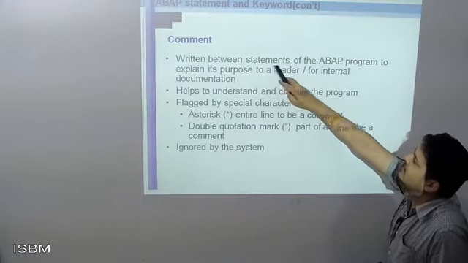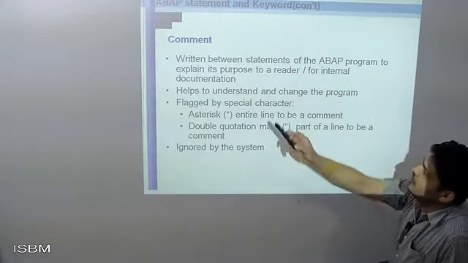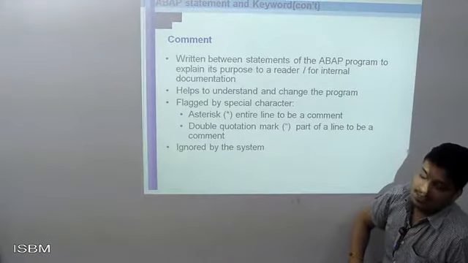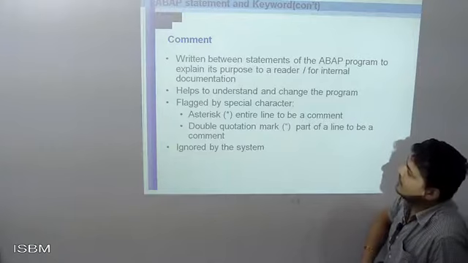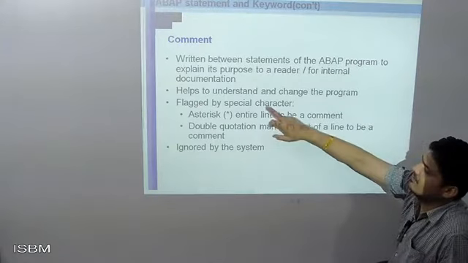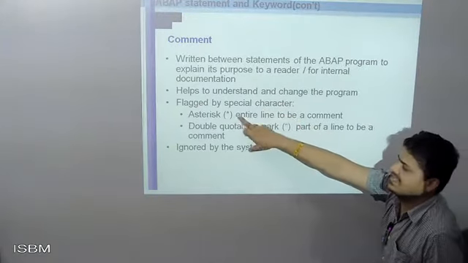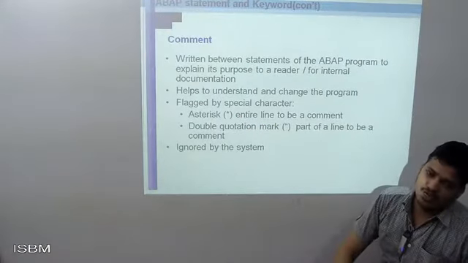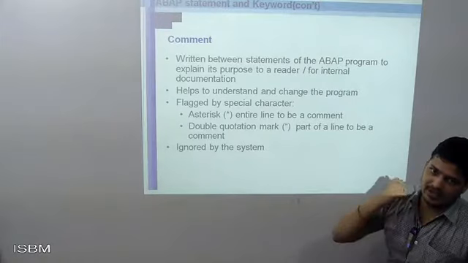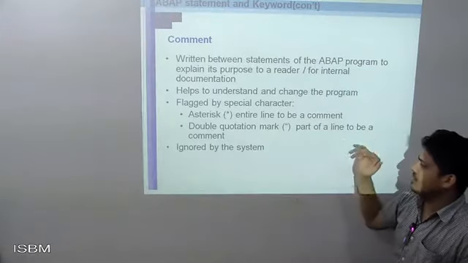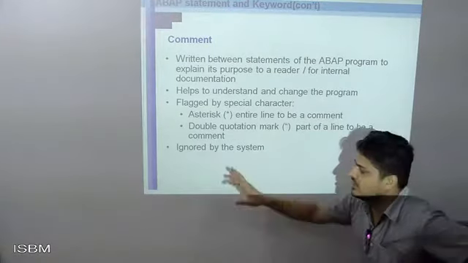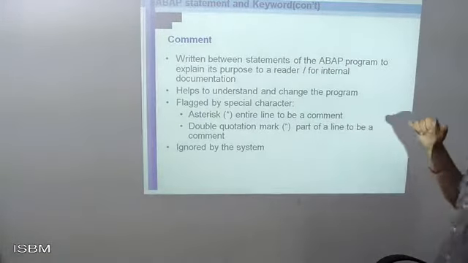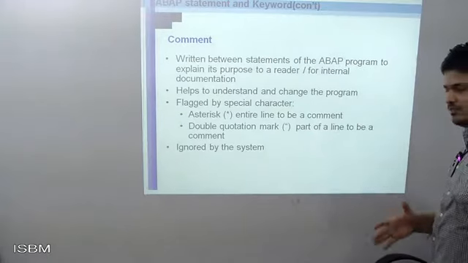A comment is written between statements of the ABAP program to explain its purpose to the reader, as internal documentation. It helps to understand and change the program, and is flagged by the special character asterisk, making the entire line a comment. Double quotes we also use: you can use them on the right side, and you can comment the line, which is ignored by the system. So the system will not execute that line; it ignores that line and moves ahead.